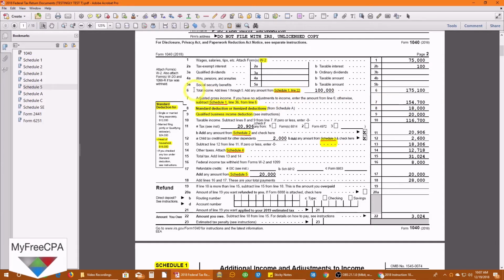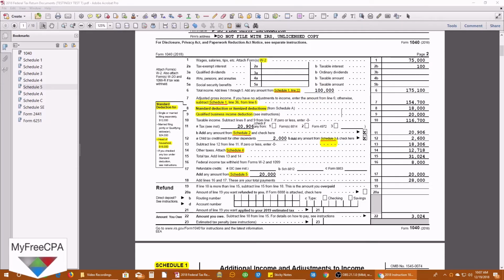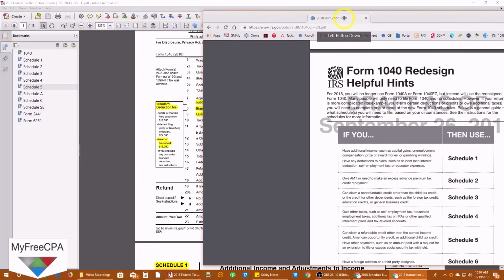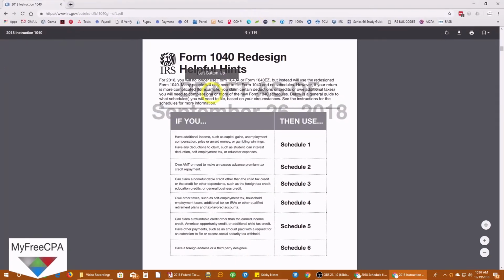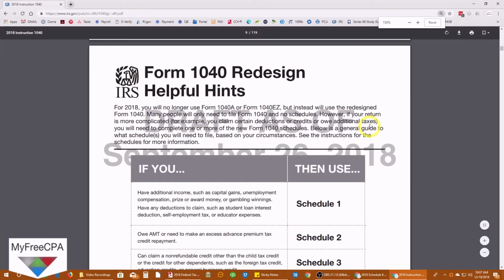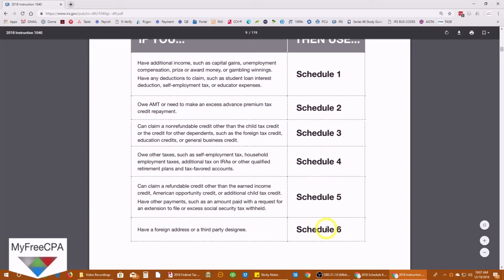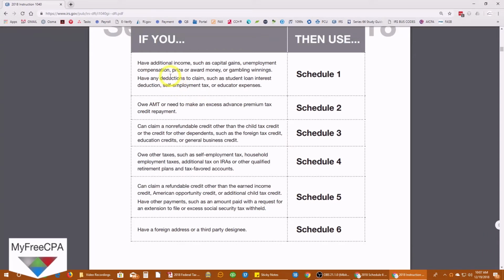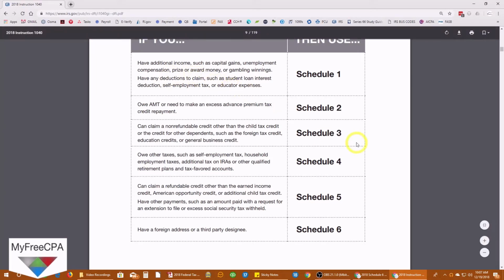It will then be added to your Schedule 1 item. Let's go over the schedules. All right, these 6 schedules have been added. This is 1 through 6, right? So let's take a look at what they actually are. Try to help everybody out. Schedule 1 through 6. Schedule 1, as an overview, is going to be additional income, capital gains, unemployment compensation, gambling winnings.